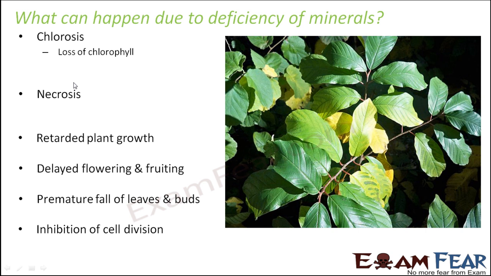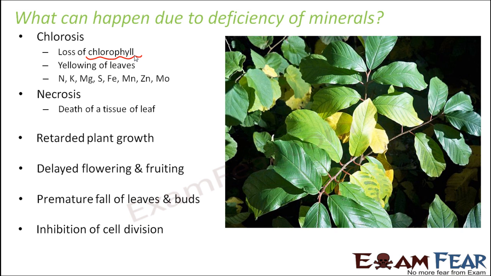What is chlorosis? That is nothing but loss of chlorophyll. If a plant loses chlorophyll, what will happen? The green color of the leaf will go off, because leaves are green due to the presence of the pigment chlorophyll. So if chlorophyll is lost, green color is also lost. That is why I told you in so many places that the color of the leaves will become more pale. That's because it will become less green, it will fade away. This will result in yellowing of leaves. Examples of minerals whose deficiency causes chlorosis are sodium, potassium, magnesium, sulfur, iron, manganese, zinc, molybdenum.